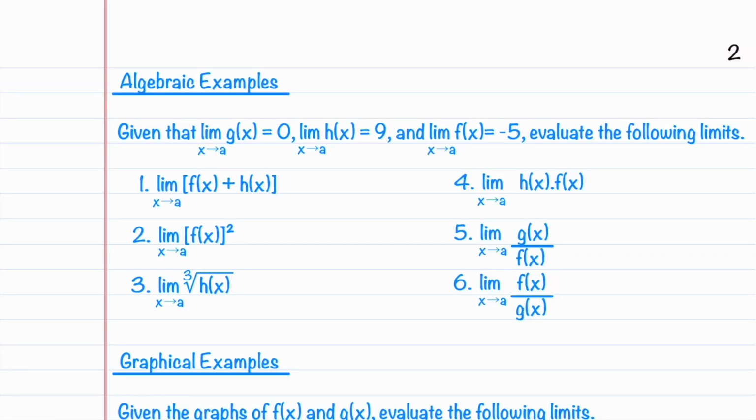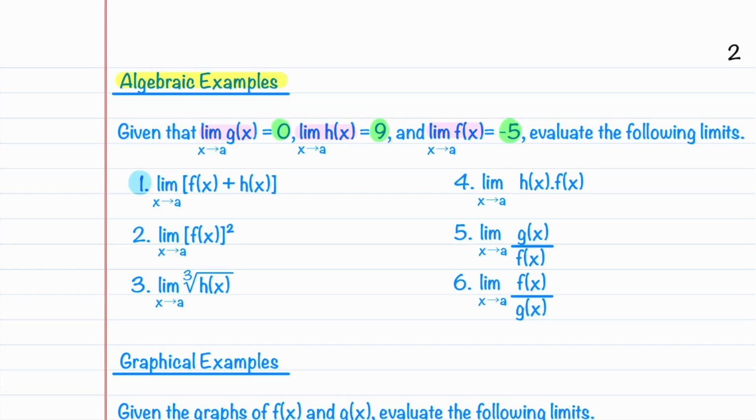We're going to look at some examples where we're going to use limit laws to evaluate some limits. We're going to start with some algebraic examples. We're given that the limit of g of x as x approaches some number a is equal to 0. The limit of h of x as x approaches a is equal to 9. And then the limit of f of x as x approaches a is equal to minus 5. And we're asked to evaluate the following limits.